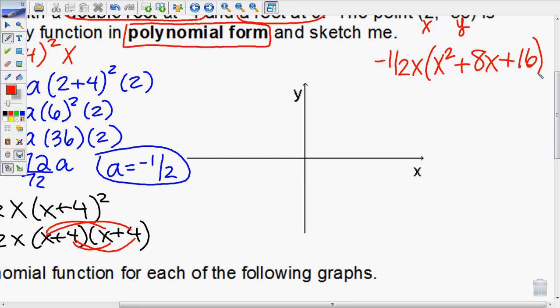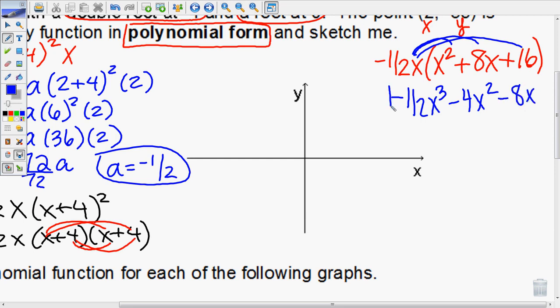So I'm gonna distribute the negative 1/2 x, to be very specific. Negative 1/2 x times x squared is negative 1/2 x cubed. Negative 1/2 x times 8x is negative 4x squared. And then negative 1/2 times 16. What's half of 16? It's a negative 8x. So this is my unique function that fits the situation.